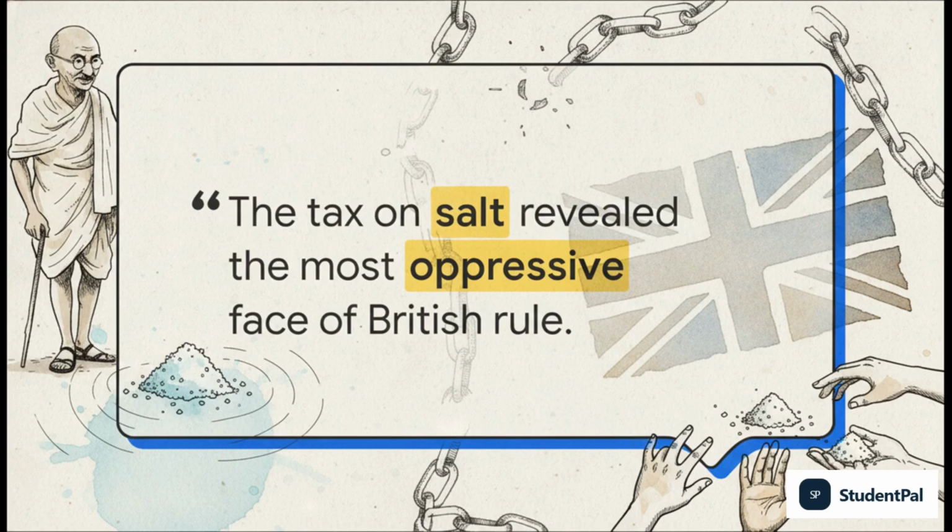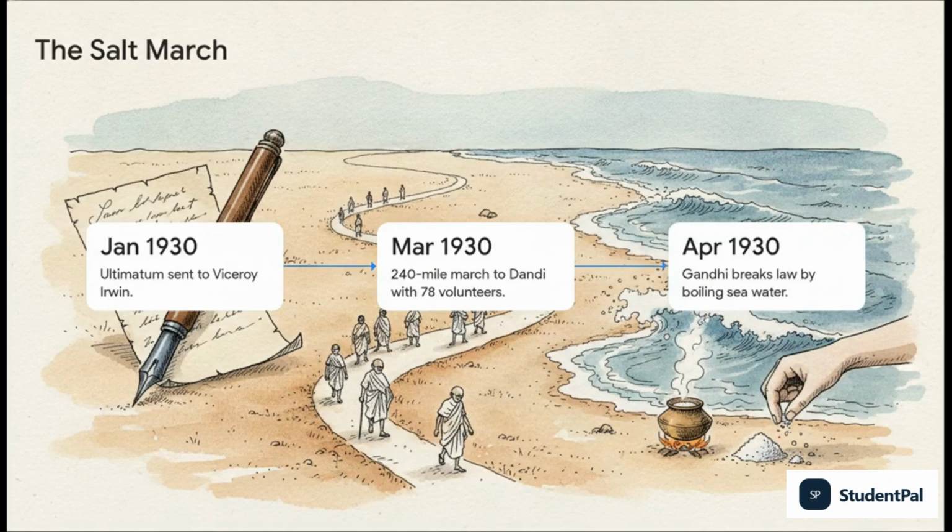Why salt? Because it was an essential item of food consumed equally by the rich and the poor alike. Taxing something so basic was a deeply relatable injustice. It was literally the perfect unifying symbol. So, Gandhi makes his move.